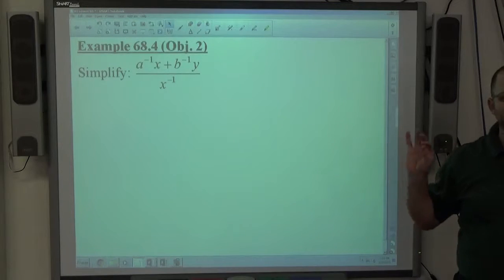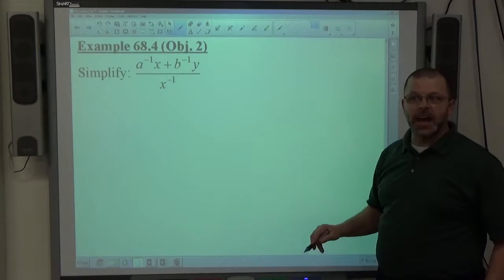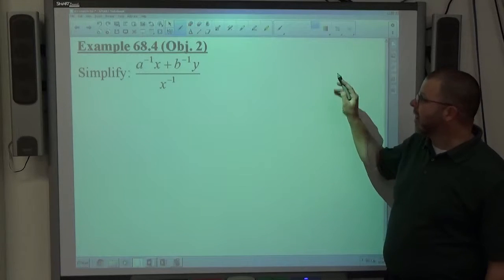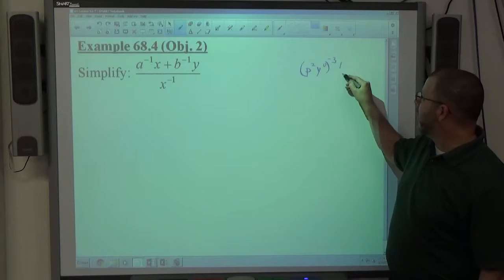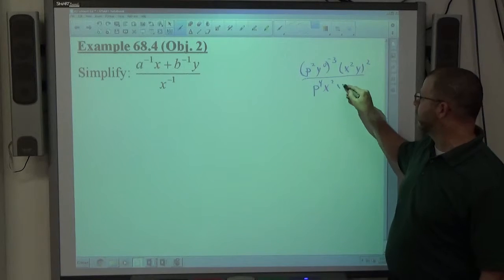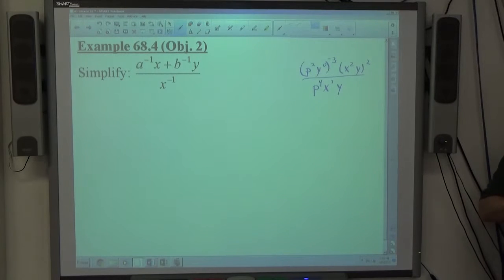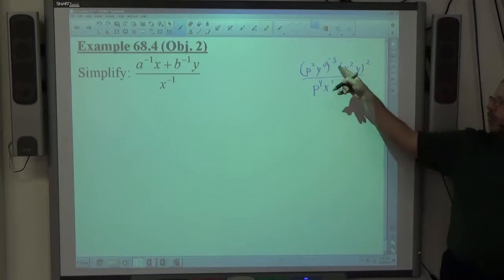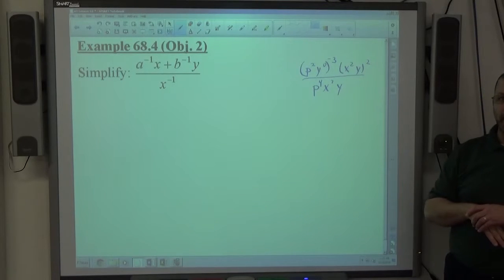Example 4 is different looking than what we've done, right? It looks similar to stuff we have done even recently. Even on our last test, we had a problem that looked kind of like this. It was something like p to the second, y to the 0, x to the negative third, x squared y to the second over p to the fourth, x squared y, something like that, right? I don't remember the exact problem. It was something along those lines. Laws of exponents were being used. We had to deal with the powers first, and then we had to move the negative powers and throw out the zero powers and stuff like that.